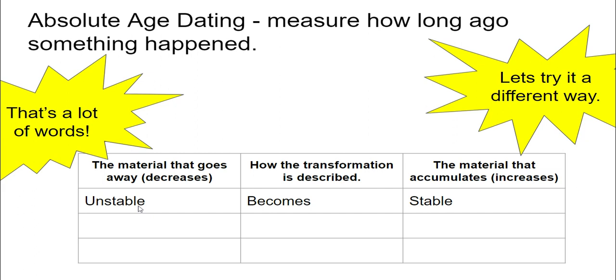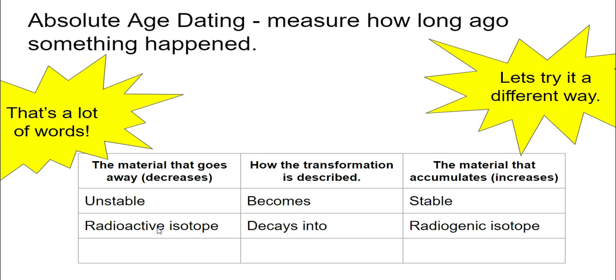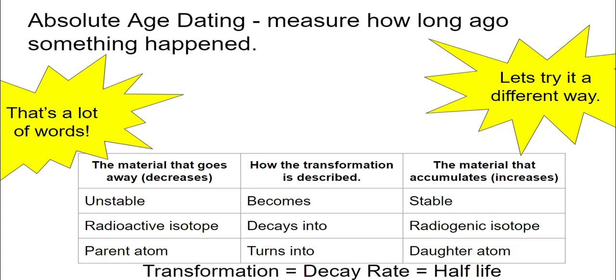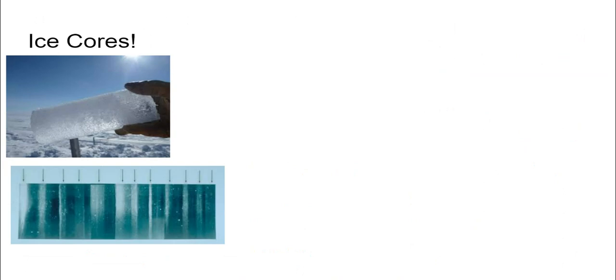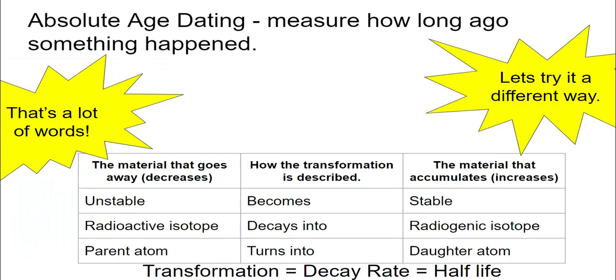The unstable material becomes a stable material, saying the same thing with different words again. A radioactive isotope is going to decay to form a radiogenic isotope. Or, to say this a third way, a parent atom turns into a daughter atom. And in all three of these, we have the transformation. The transformation is going to happen at a speed or a decay rate, and that is your half-life. Now that's the absolute radiometric age dating.